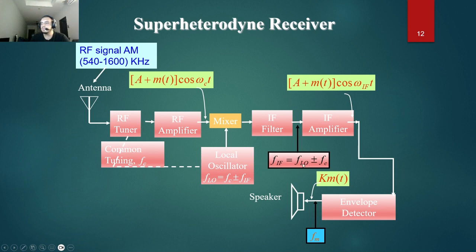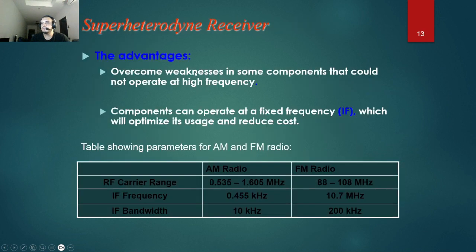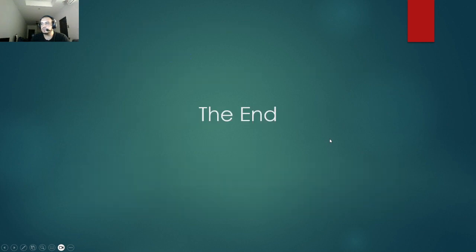Then we go to the advantages of this receiver. We overcome weaknesses in some components that could not operate at higher frequencies. Components can operate at a fixed frequency, which optimizes their usage and reduces cost.